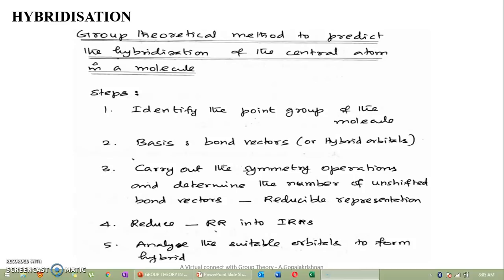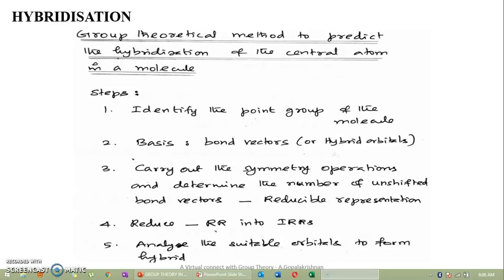First of all, what is hybridization? It is the intermixing of atomic orbitals present in the central atom. Before forming a bond, the atomic orbitals present in the central atom mix together and form a new set of orbitals. These new orbitals have the same energy, same shape and same size, and they overlap with the orbitals of the surrounding atoms and form the molecule.